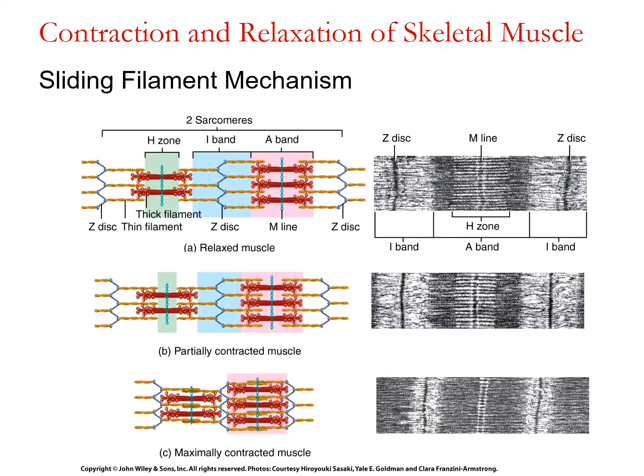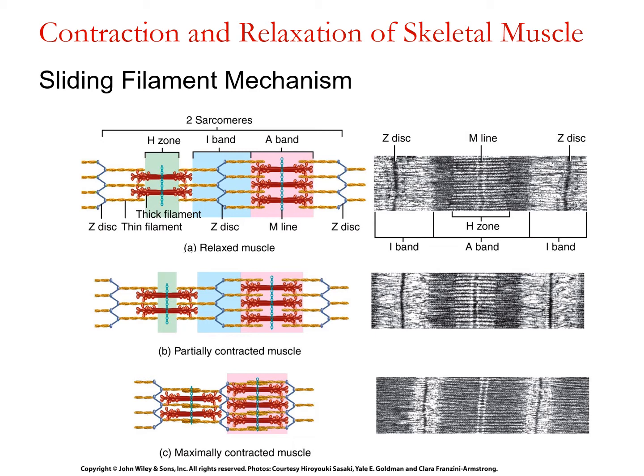And if you look at this final image in a fully or maximally contracted muscle, you'll see that there is maximum overlap between the thin filaments and the thick filaments that make up the A band. The H zone has essentially disappeared, as has the I band, while the width of the A band has not changed, and the Z lines are as close together as possible. This is reversed as the muscle relaxes.